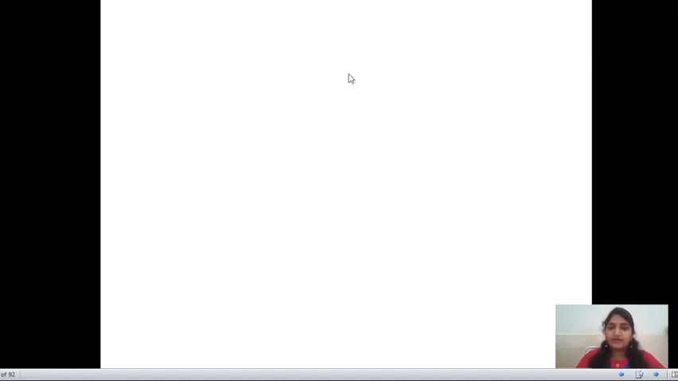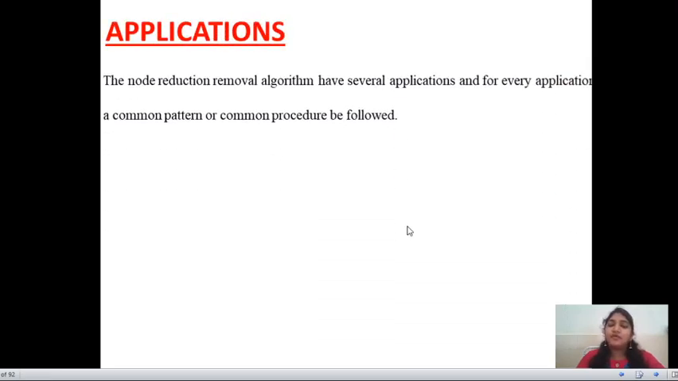So today I am going to discuss the applications of the node reduction algorithm. What is the main use of these applications? There are several applications to be used in the node reduction algorithm. They consist of a common pattern and common procedure that are to be followed. The node reduction algorithm has several applications, and for every application, a common pattern or common procedure is followed.